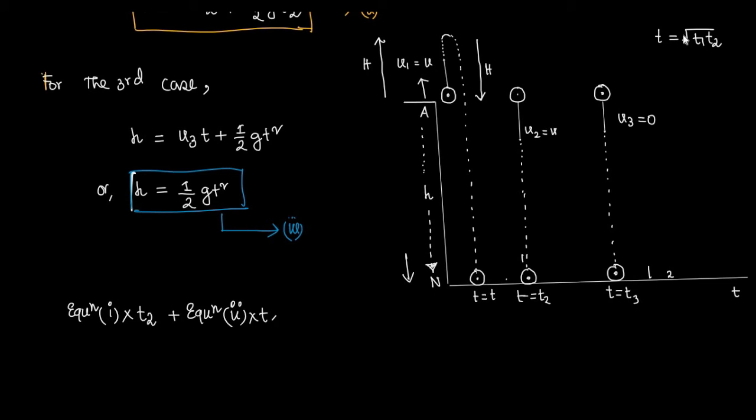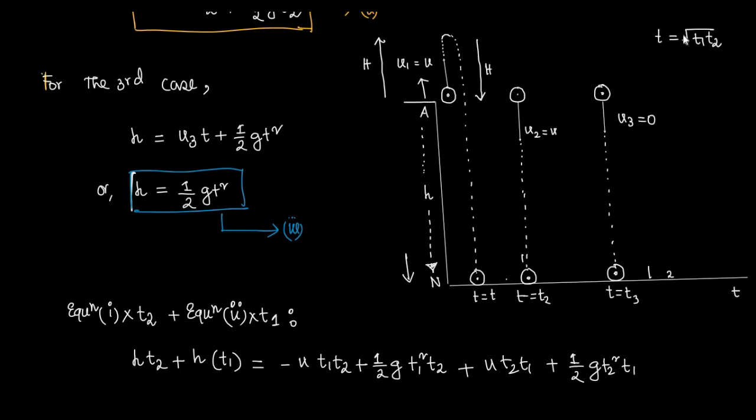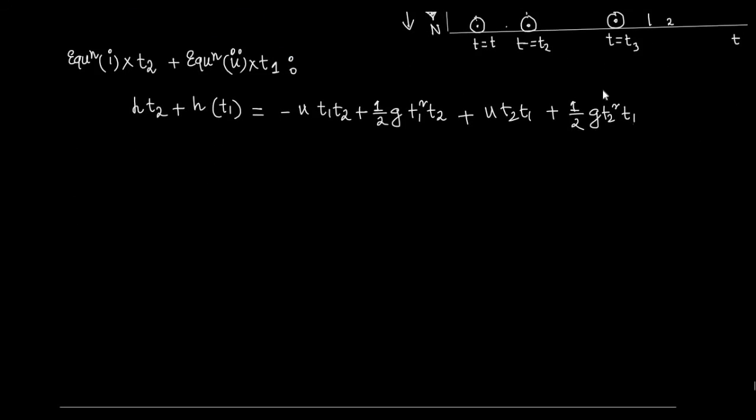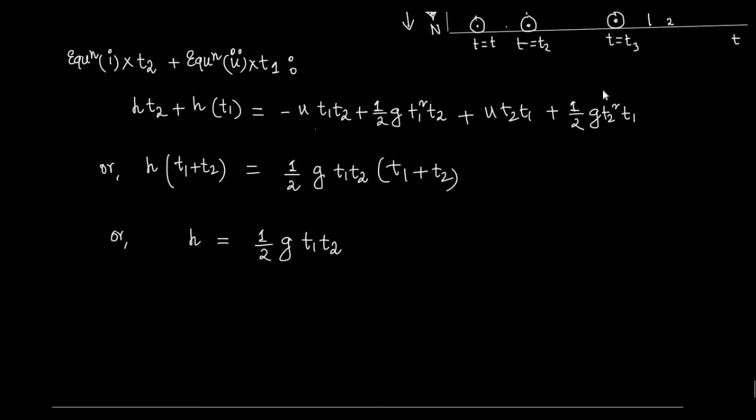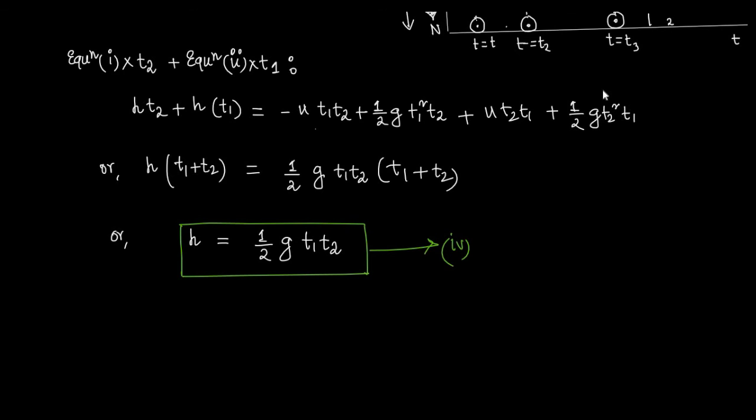Multiplying equation 1 by t2 and equation 2 by t1 and adding them, we get h t2 plus h t1 as equal minus u t1 t2 plus half g t1 square t2 plus u t2 t1 plus half g t2 square t1, or h is taken common under bracket t1 plus t2, and half g t1 t2 is taken common under bracket t1 plus t2, and in this case minus u t1 t2 and plus u t2 t1 will cancel out, and we get h t1 t2 as equal half g t1 t2 t1 plus t2.